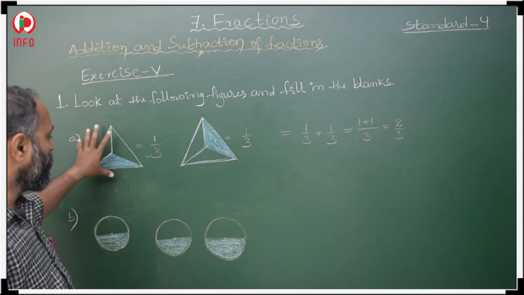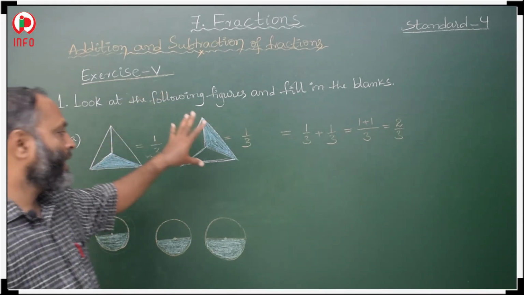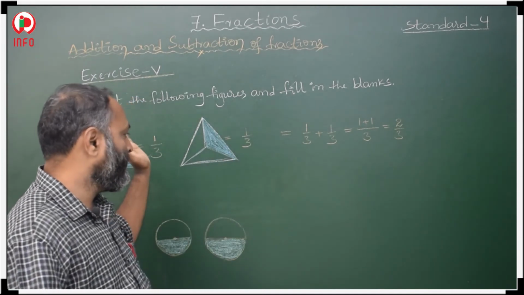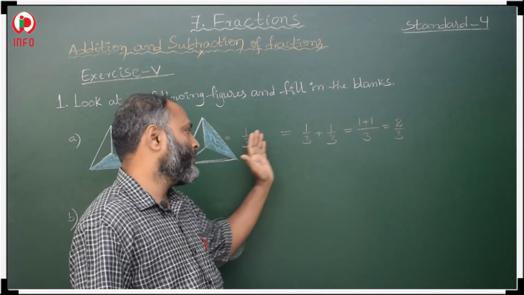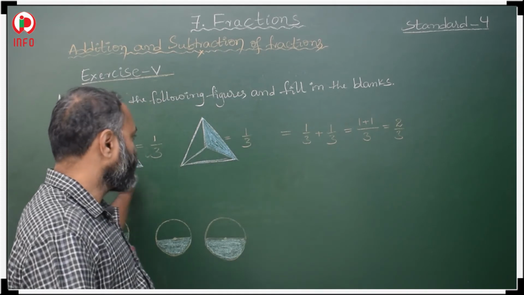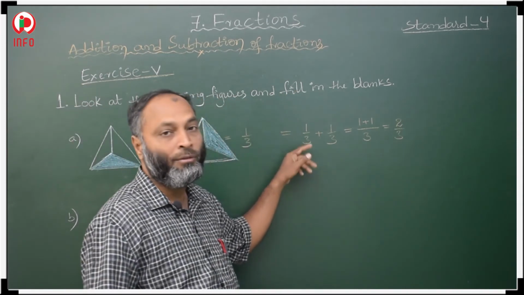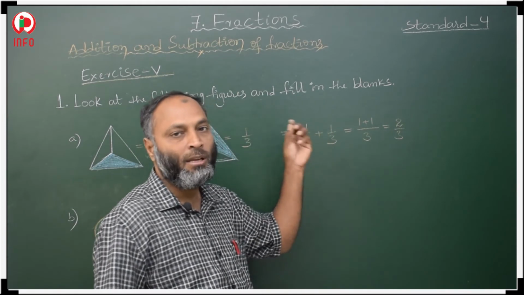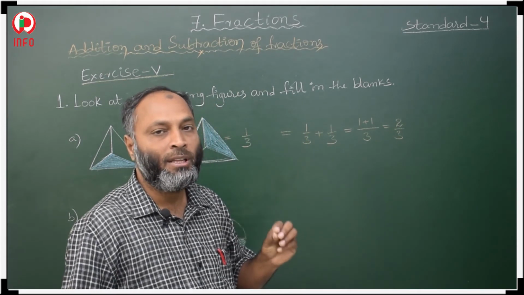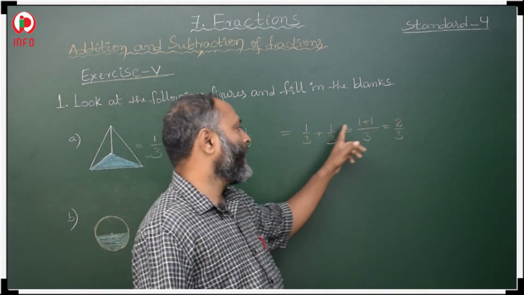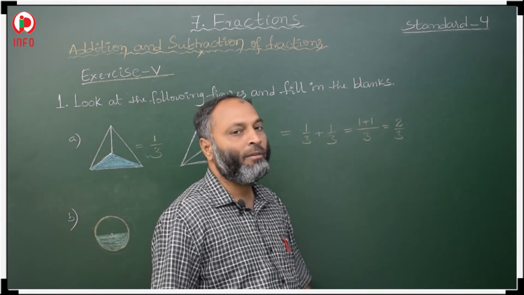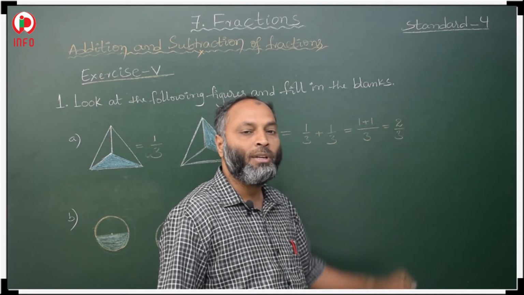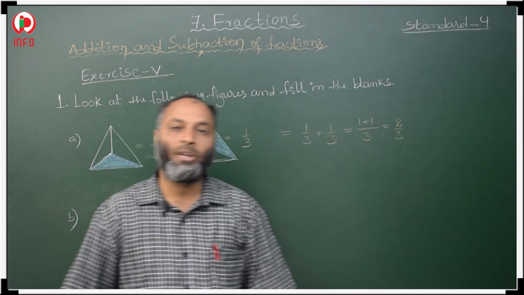If one portion is shaded in the first triangle, and in the second triangle also one portion is shaded, then if you need the total shaded part, what do we have to do? We have to add 1 by 3 plus 1 by 3. Here, these two are like fractions. Whenever like fractions are given, we add the numerators and write the common denominator. Then 1 plus 1 is 2 by 3. 2 by 3 is our sum. Okay.